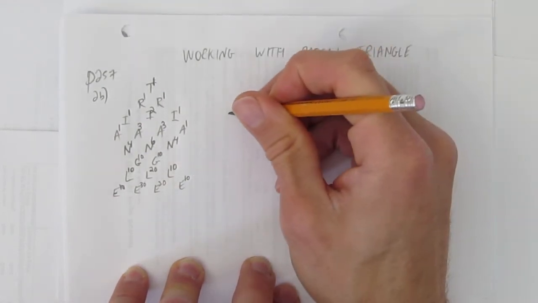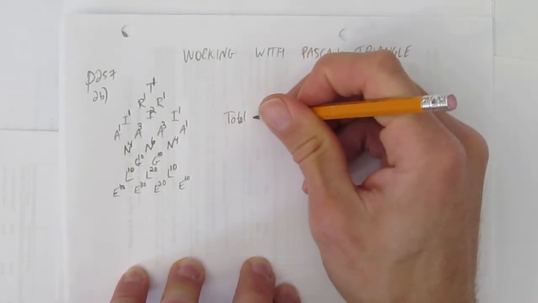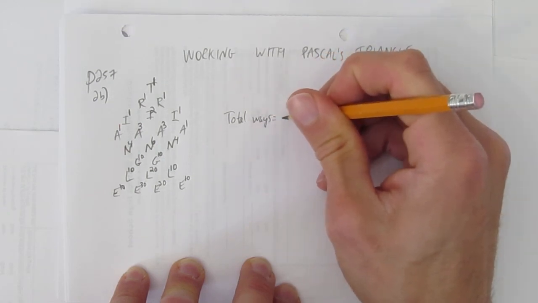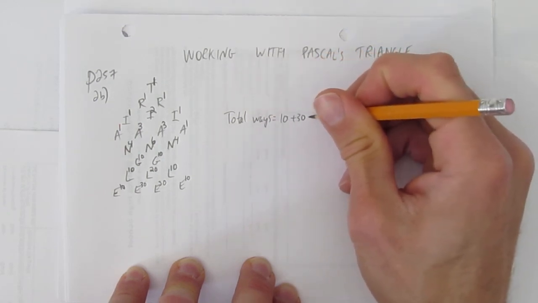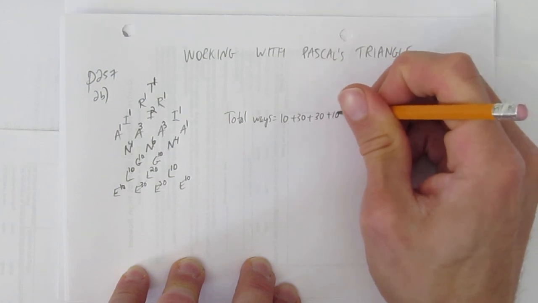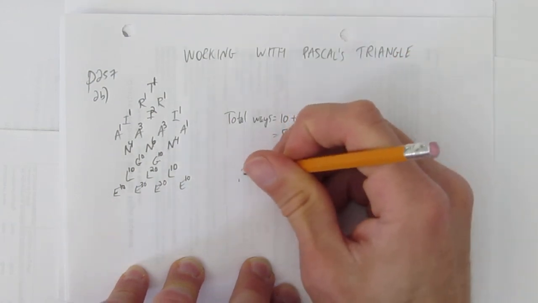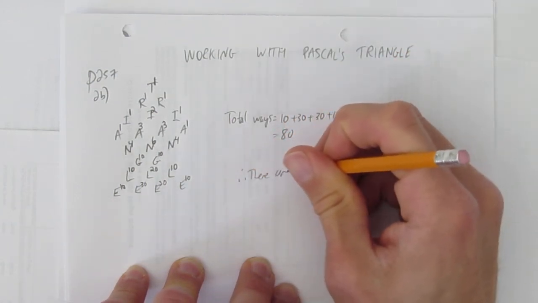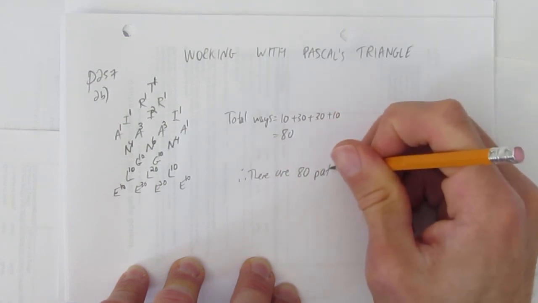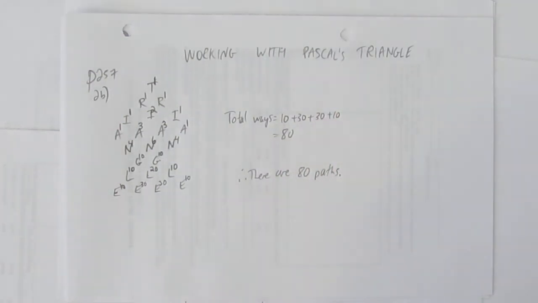So the total number of ways is 10 plus 30 plus 30 plus 10, which equals 80. Therefore, there are 80 paths. And that's an example of how to use Pascal's triangle.